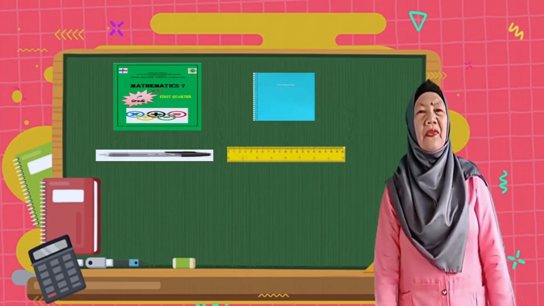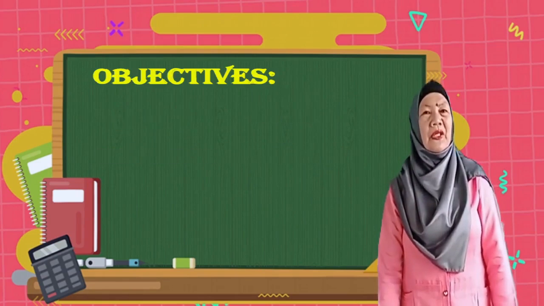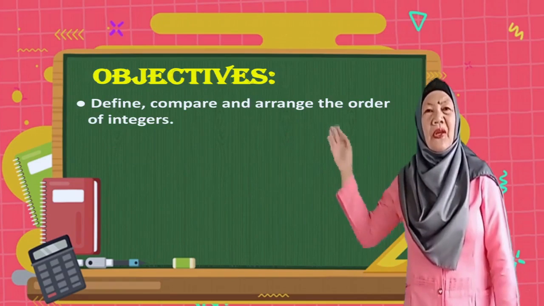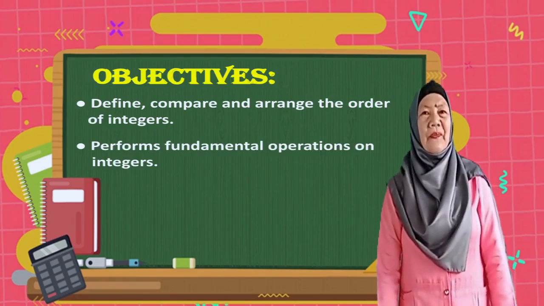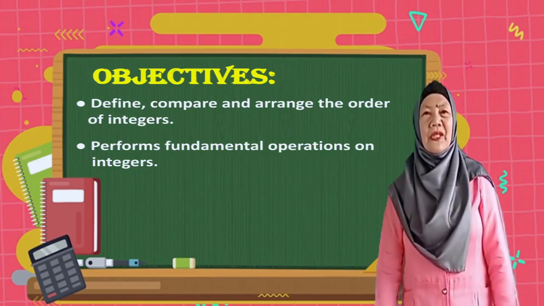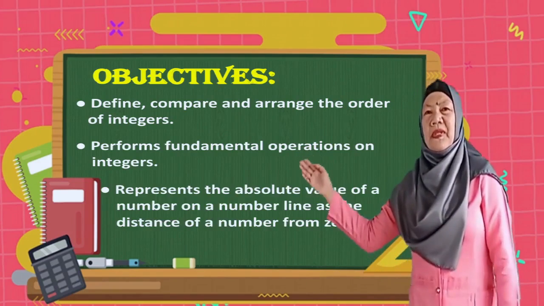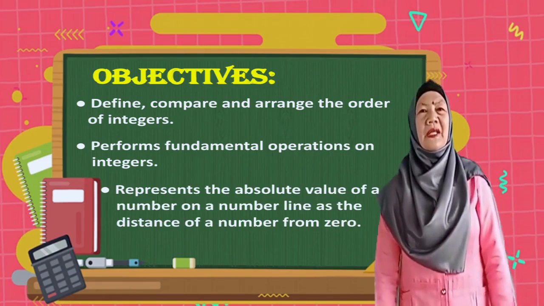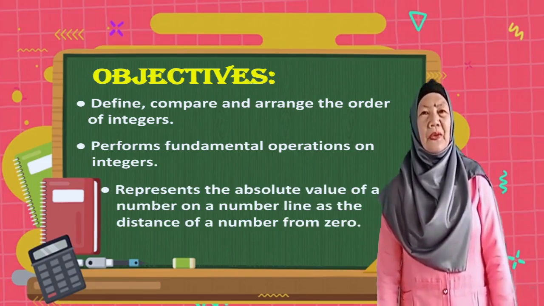At the end of this video, the students are expected to define, compare, and arrange the order of integers, perform fundamental operations on integers, and represent the absolute value of a number on a number line as the distance of a number from 0.